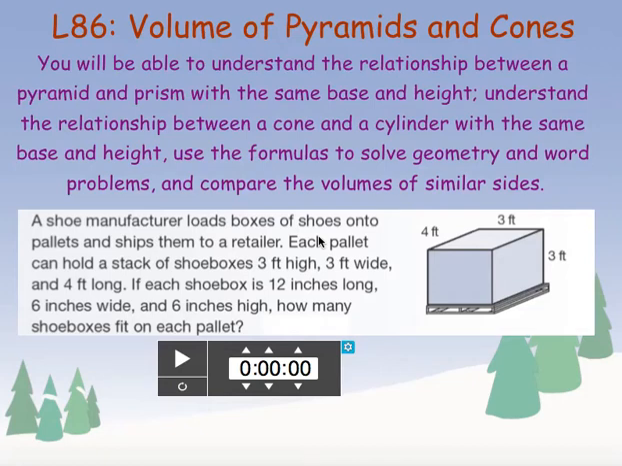Course 3, Lesson 86, we are looking at the volume of pyramids and cones. So the goal of this is basically what is the relationship between a pyramid and a prism and the relationship between a cone and a cylinder. How can we use those to our advantage?